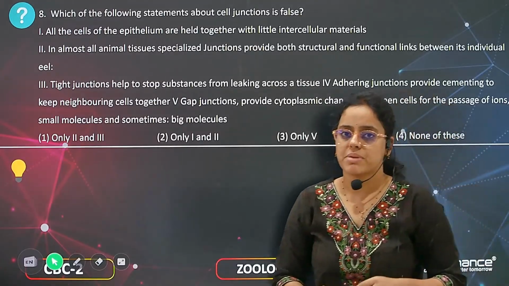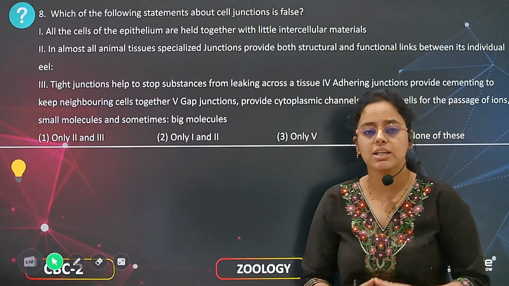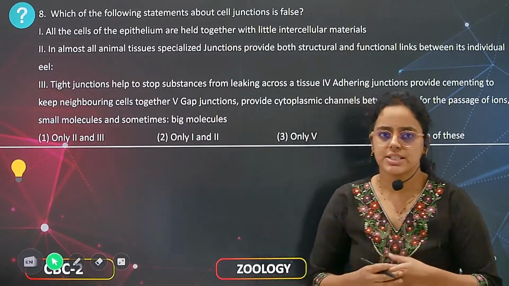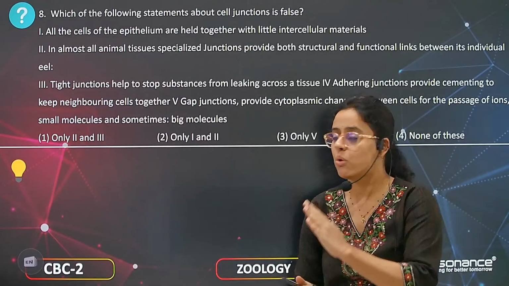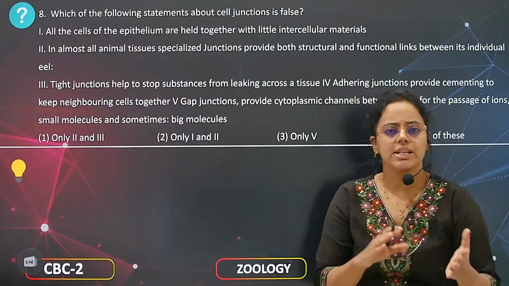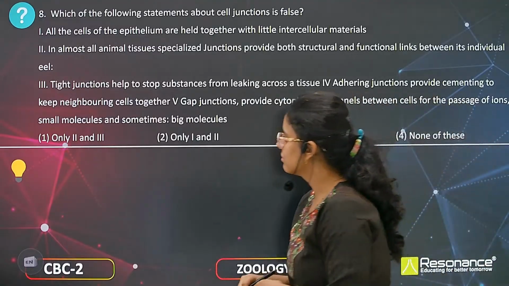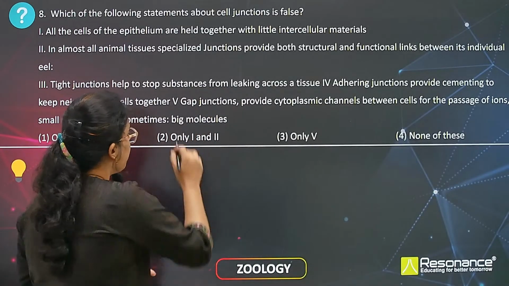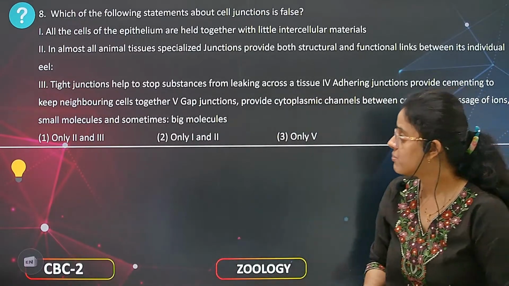Which of the following statements about cell junctions is false? All the cells of the epithelium are held together with little intercellular material. Then comes the second statement: in almost all animal tissues, specialized junctions provide both structural and functional links between individual cells. Then, tight junctions help to stop substances from leaking across tissue. And we have the fourth point: adhering junctions provide cementing to keep neighboring cells together. Fifth, gap junctions provide cytoplasmic channels between cells for the passage of ions and small molecules.